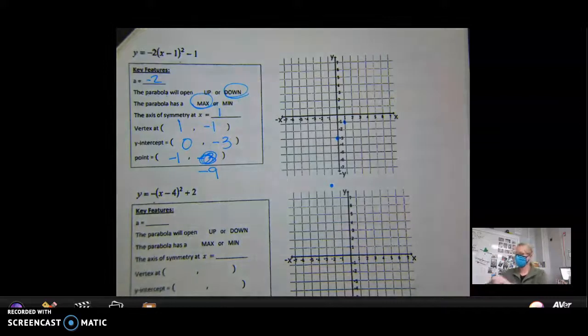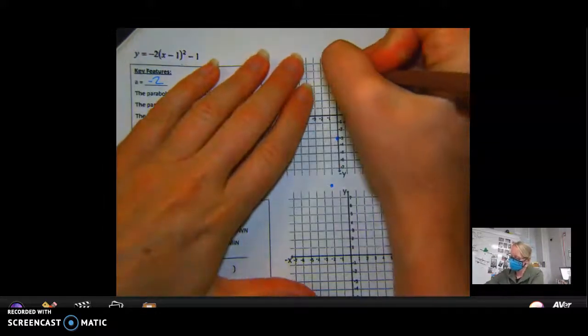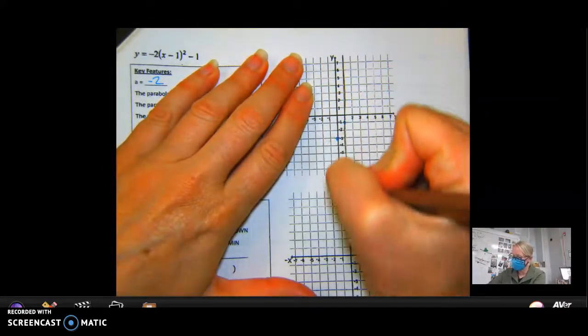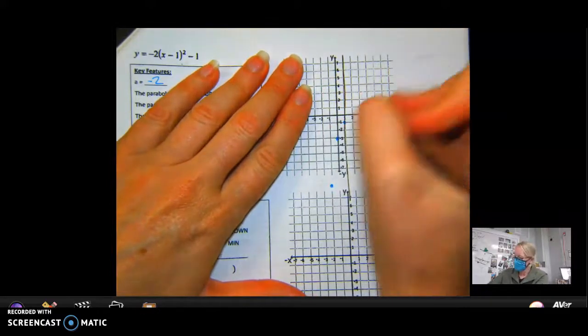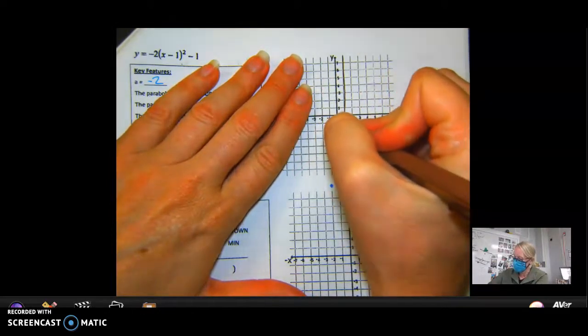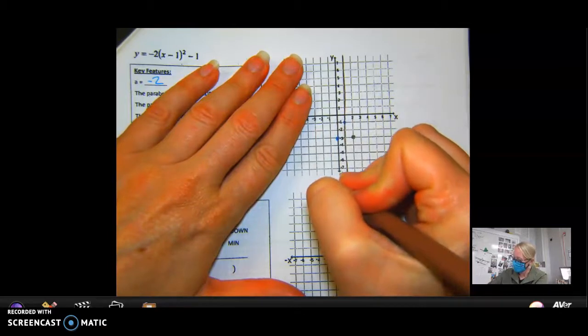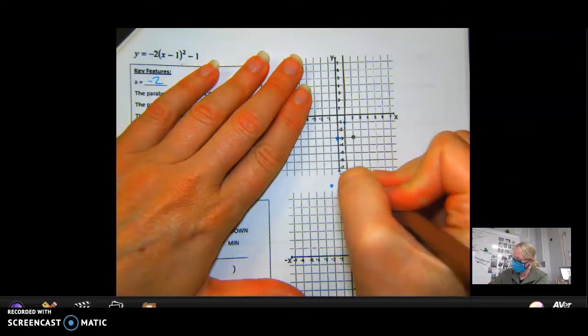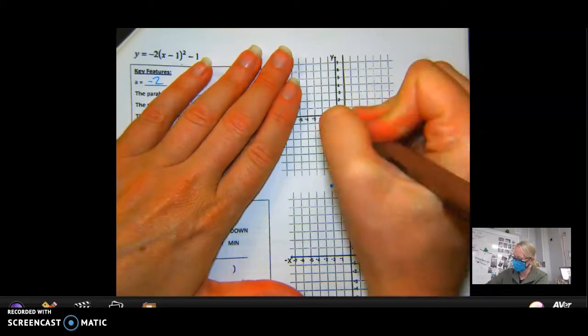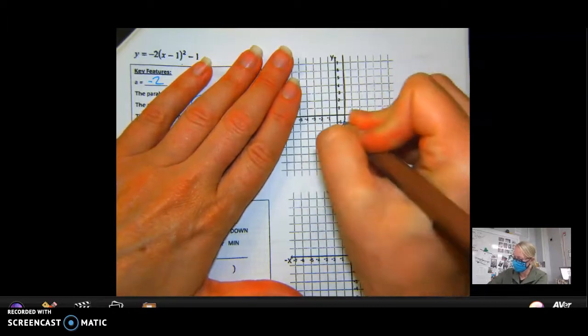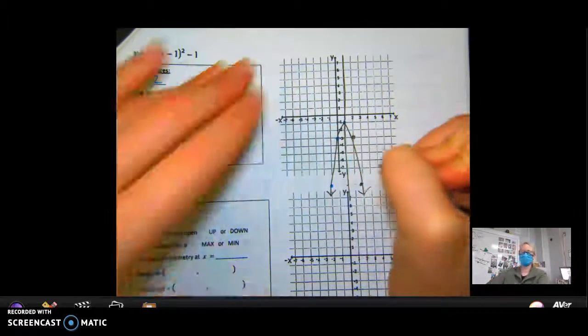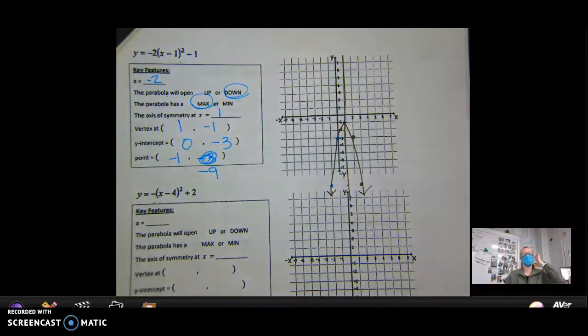I'm going to draw my AOS. It's going to be my straight up and down line that goes through the vertex. Mirror image, this one's 1 away, so I'm going to go 1 away. This one is 1, 2 away, so I'm going to go 1, 2 away, and there's that point. So now I'm going to connect it to see my parabola. Questions?